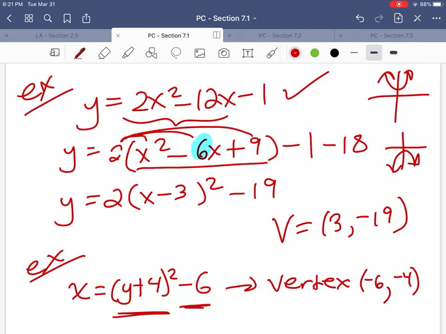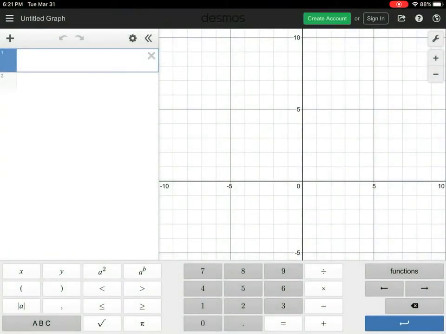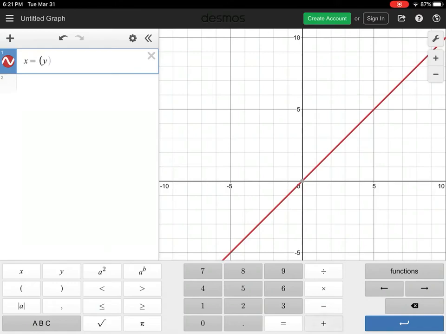So let me take a second and show you on Desmos. If you go to Desmos, you can type these things in and get a picture of what's going on. So I'm going to do that real quick. All right, and with Desmos, you don't have to solve for x or y. You can just type in what you have. So I have this last one, x equals parentheses y plus 4.